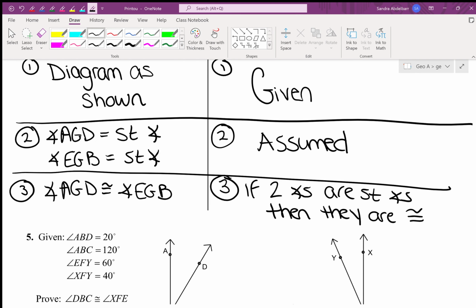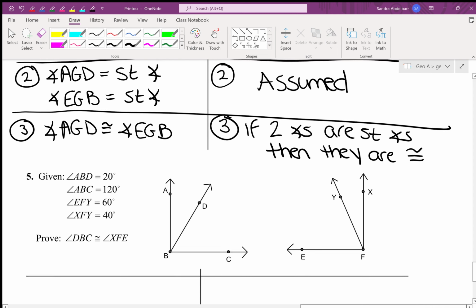All right, number 5. I want you to try number 5 on your own. There's one little part of it that we haven't done yet in class, but I feel like from the past examples, you can figure it out. So try it, and then we'll go over it as a class. I'm going to be walking around to see how you mark up your diagram.